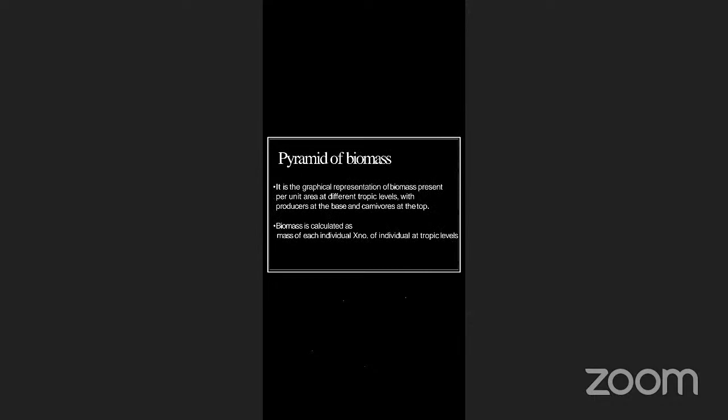Then pyramid of biomass. Here the biomass, or the food which is produced at each trophic level, is represented in this pyramid of biomass. This biomass is calculated as the mass of each individual times the number of individuals at the trophic level. So it is the weight. How many organisms are there and what is the weight of each organism?